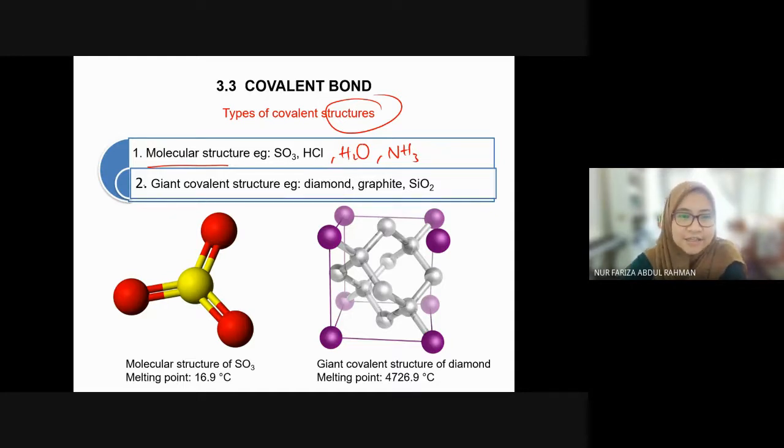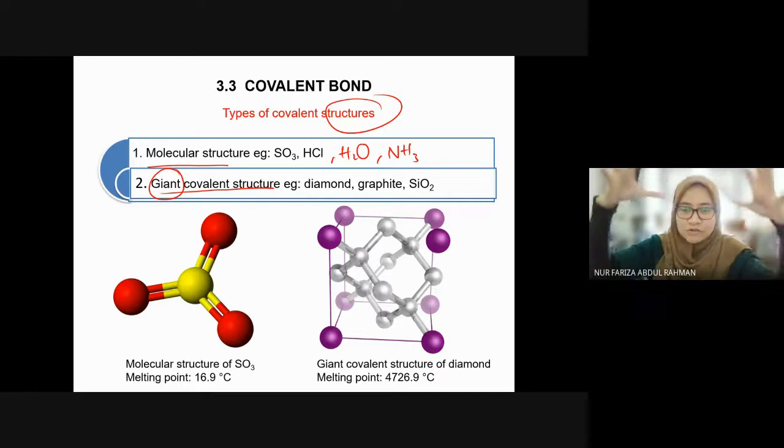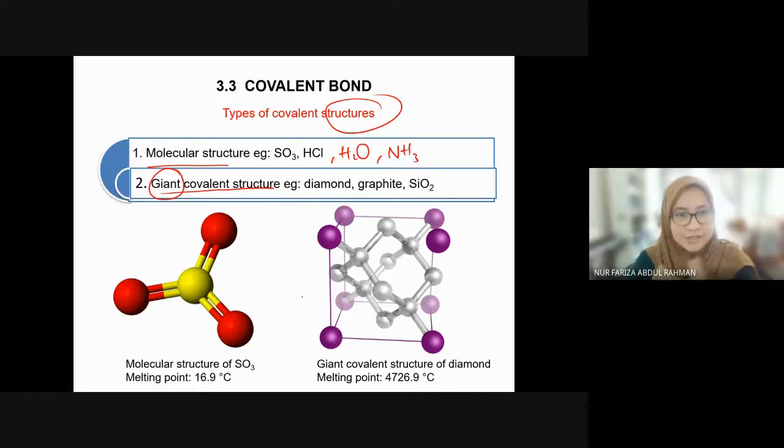Alternatively, we also have giant covalent structure. Jangan confuse, dia still ada covalent bond, tapi dia punya structure is what we call giant covalent structure. The atoms are arranged in such a way that they become a giant structure. Jadi besar. So that's why the word giant is used here. Examples of giant covalent structure: diamond, graphite, silicon dioxide. These are the most common ones.